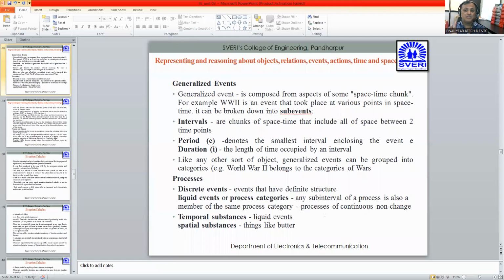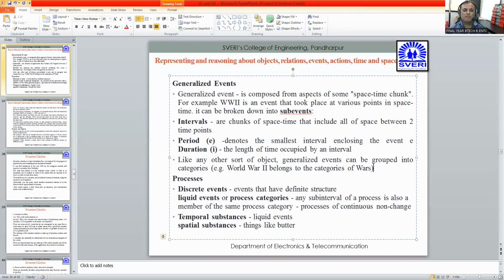So we are into the generalized events only, but we are seeing the sub points of it. We can take an example like any other sort of objects. Generalized events can be grouped into categories, like World War II belongs to the category of war. Similarly, if we categorize basketball, it has a category of ball. So World War II belongs to the category of wars, and basketball belongs to the category of ball.